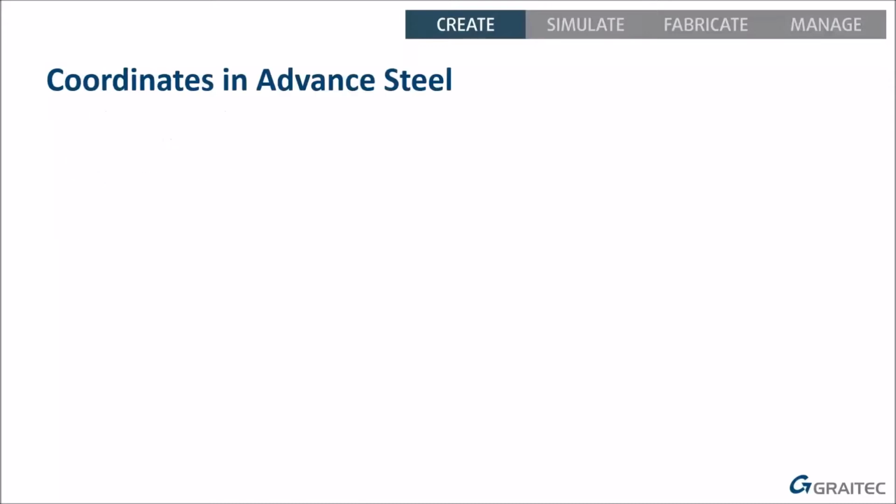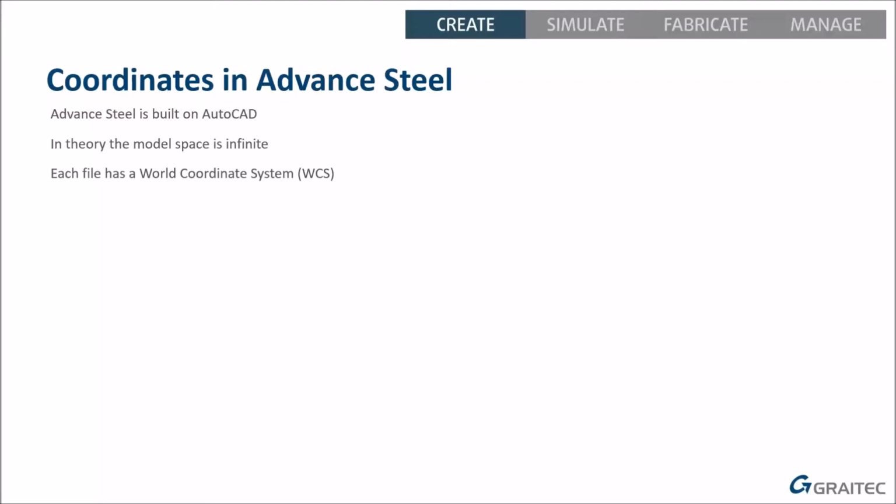So coordinates in Advanced Steel. Advanced Steel is built on top of AutoCAD. And in AutoCAD, in theory, your model space is an infinite space. So you could put your building 500 kilometers away in the x-axis and the system would allow you to do that.